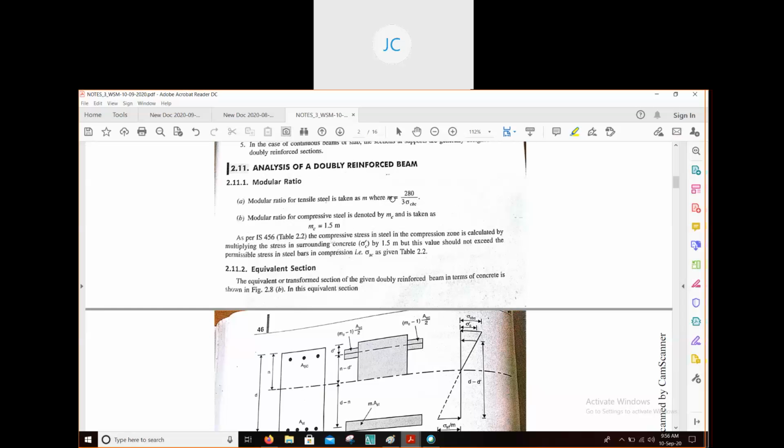And again, after getting the value of m, we have to find out the modular ratio for compressive steel also, and it will be denoted by mc, and it is taken as mc equal to 1.5 times this value. m for modular ratio, c for compression. That means mc will represent the modular ratio for compressive steel, and only if you write m, then it will indicate the modular ratio for tension steel.